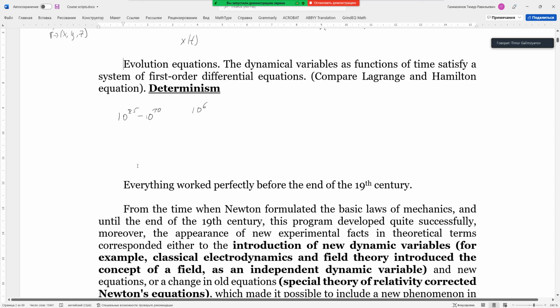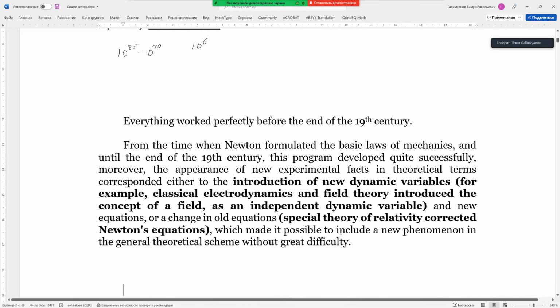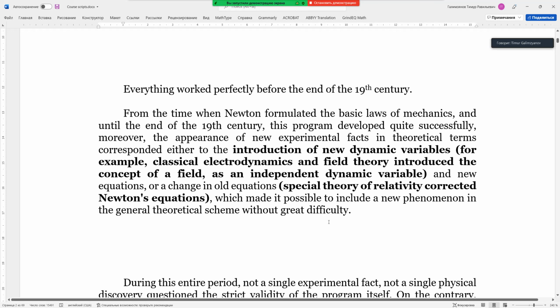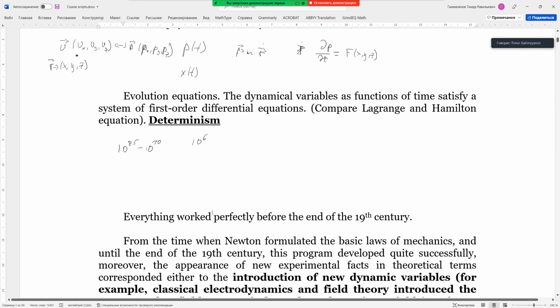So everything worked perfectly before the end of the 19th century. As a physicist, you could write down equations for any known type of object, and even if new information emerged, you could put it in this major doctrine, which assumes determinism. The major doctrine combines the determinism, that we can unambiguously determine the future of the particle if we know its present.